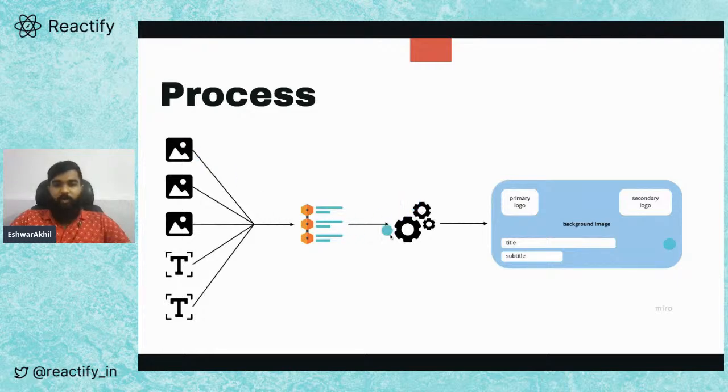And all of these combinations have to be processed in order to produce an output of this kind of format. So all of the 45 combinations that are generated can be of this format. They have a background image and logos here, and then a title and a subtitle.